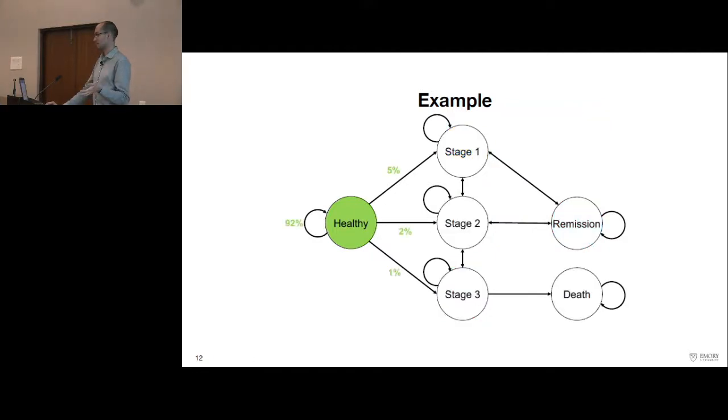So let's say we find that to transition from the healthy health state, there are four different paths. People who are healthy can stay healthy, and the probability of doing that is 92% in this exercise. The probability of transitioning from healthy to stage one is 5%, to stage two, 2%, to stage three, 1%. You can notice that the probability distribution adds up to 100%. It's essentially all the arrows that go out of a health state need to add up to 100%.